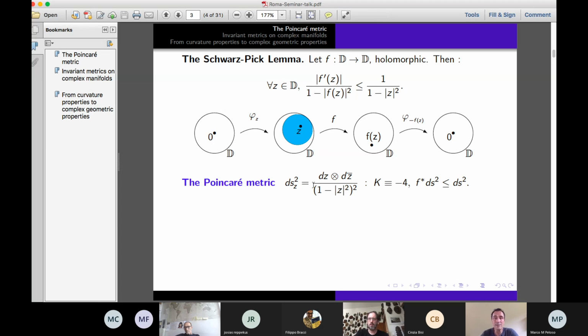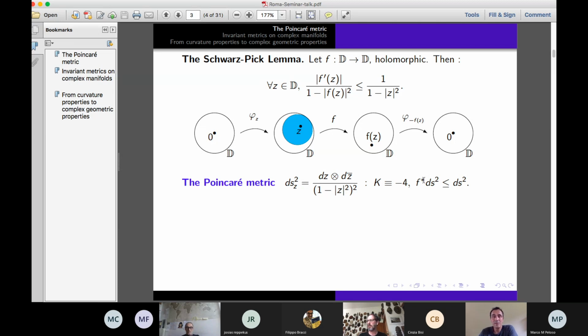But what is also important is if you have in mind the definition of the Poincare metric, then the inequality we had just tells you that a holomorphic map decreases the metric. It means the metric decreases under the action of holomorphic maps. In particular, if you have an automorphism of the disk, you will just have an isometry. That's what we say, that the Poincare metric is an invariant metric under the action of holomorphic maps.